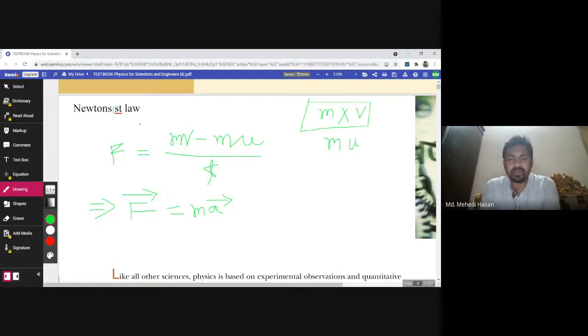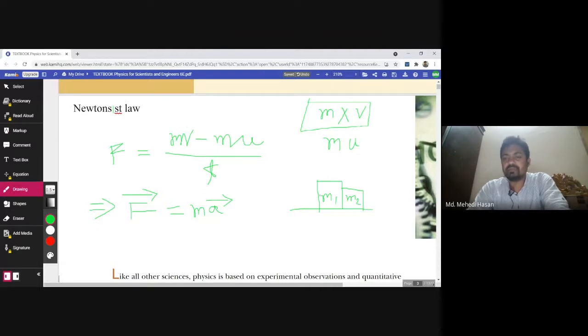Okay, so before going to the problem solving, let's talk about Newton's third law. Newton's third law is: every action has an equal and opposite reaction. That means if we consider two boxes, say here are two boxes. The first one has mass, say, m1, and the second one has mass m2. They are stationary on a surface.